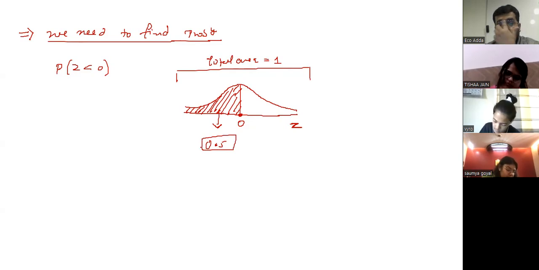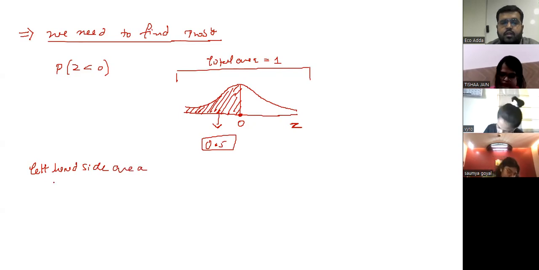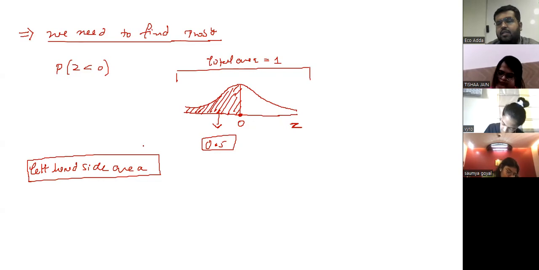Now coming to table, your table value will always give you left hand side area. I'm talking about table number 4. Please remember that. Table number 5 will give us right hand side area. I'm talking about table number 4. Your table number 4 will give you left hand side area, right?